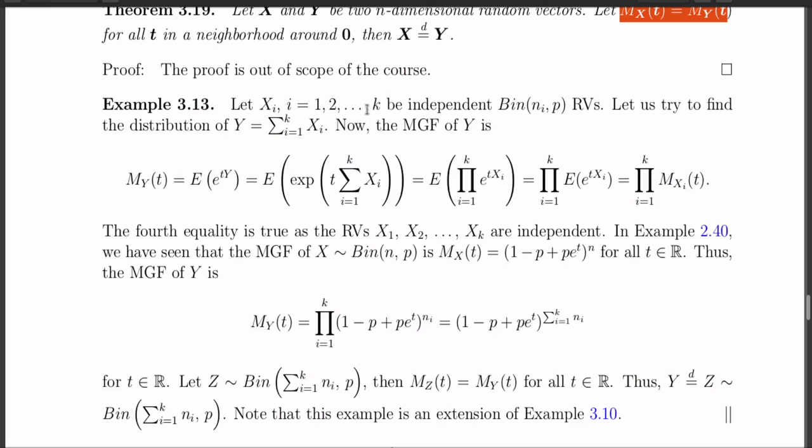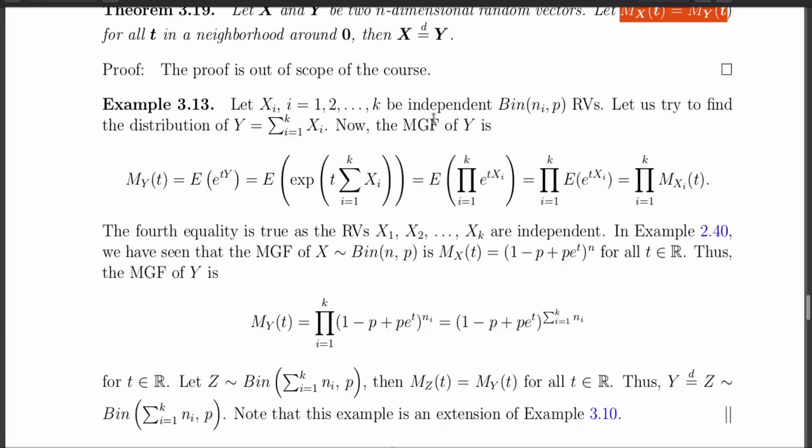3.13. So this example is basically, suppose xi's are independent binomial n_i, p random variables. So x1 has binomial n1, p, x2 has binomial n2, p distribution, x3 has n3, p distribution, and so on and so forth. And we have also taken that all the k random variables are independent.